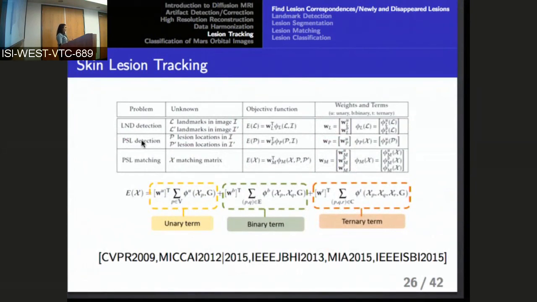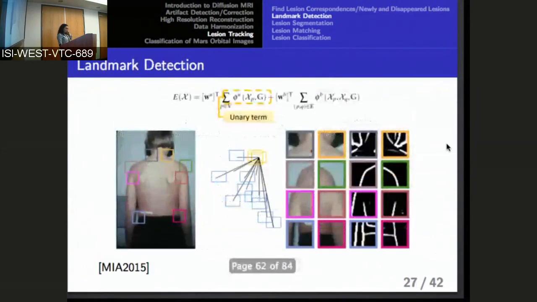Landmark detection, yes or no mole. I use the term mole sometimes instead of PSL. PSL detection and PSL matching. And basically, these objective functions contain three different terms: unary, binary, ternary term.